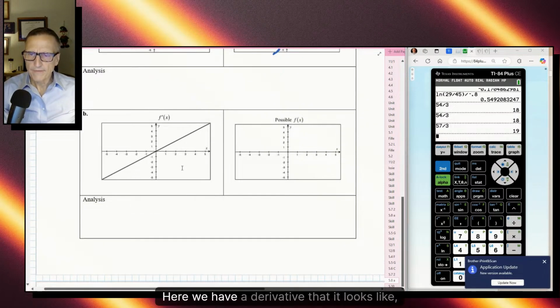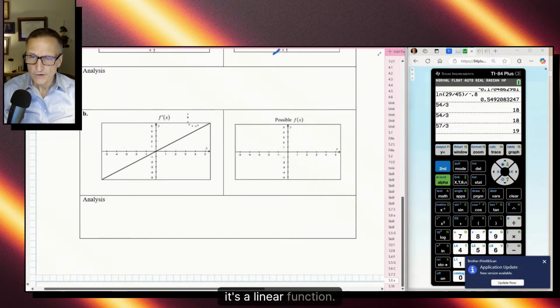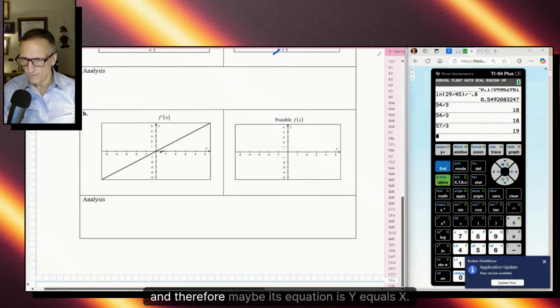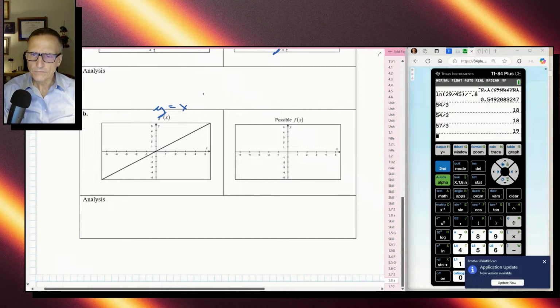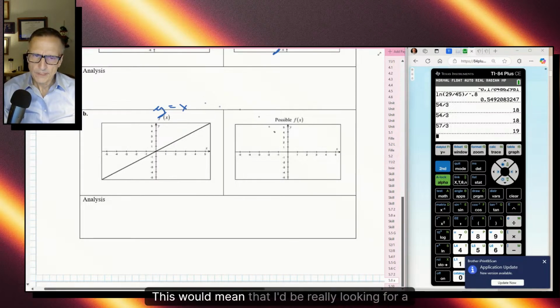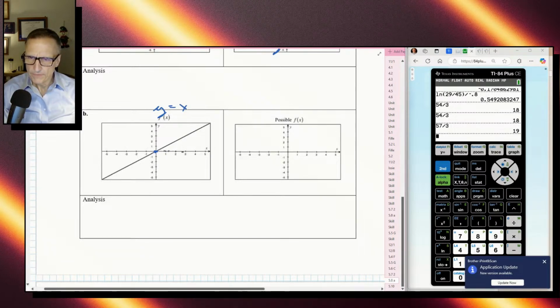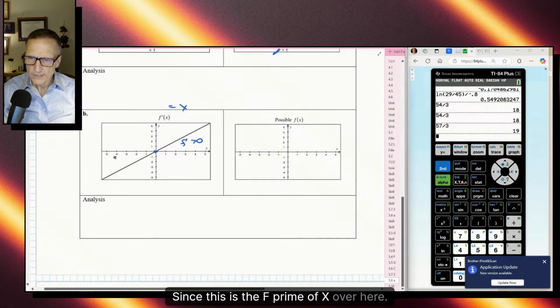Okay, next one. Here we have a derivative that looks like it's a linear function. Well, it definitely is linear, and therefore maybe its equation is y equals x. Well, what does this mean? This would mean that I'd be really looking for a quadratic function over here. Now notice what's happening here. To the right, over on this side, f prime is greater than 0. Since this is the f prime of x, over here, when you get to the left of 0, it's below the x-axis. So this has to be less than 0.